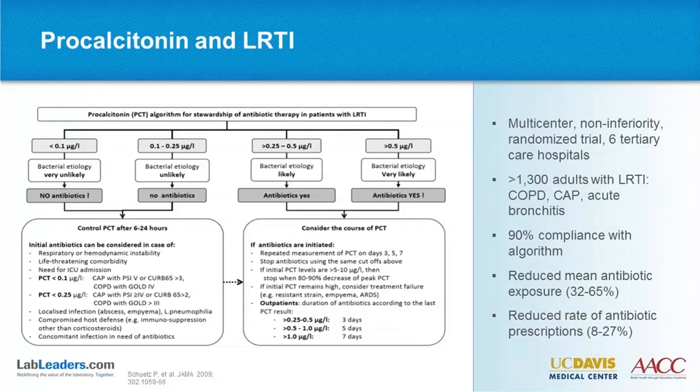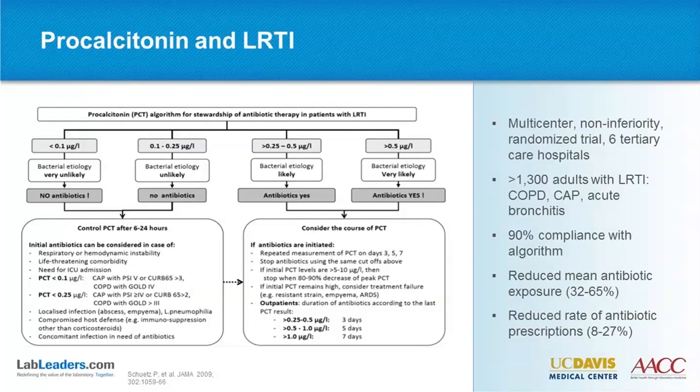So in this case, this is a paper from 2009 published in JAMA, and this uses procalcitonin for lower respiratory tract infections, or LRTIs. And you can see here, this is a very objective, systematic way to be able to guide the use of antibiotics, with PCT playing a central role. And you can see 4 categories.